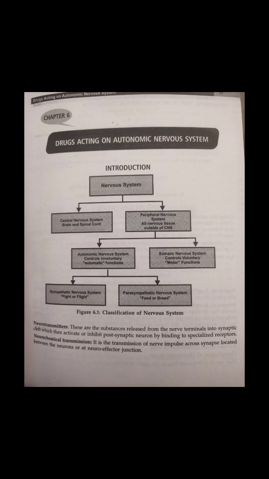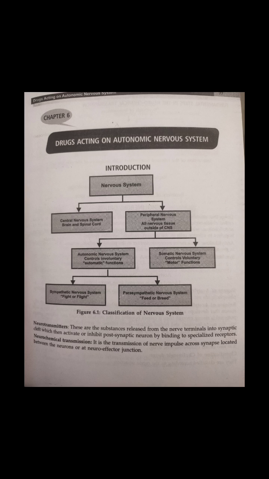Today we are going to start our new chapter, chapter number 6, drugs acting on the autonomic nervous system. So, students, the nervous system is divided into two parts. First part is central nervous system, and second is peripheral nervous system. In the central nervous system, brain and spinal cord are included, and all nervous tissue outside the central nervous system is covered in the peripheral nervous system.